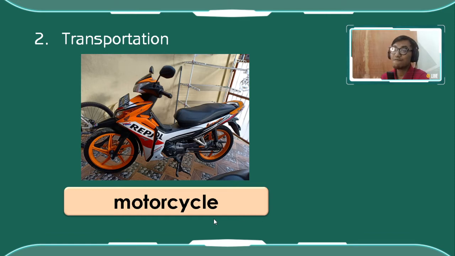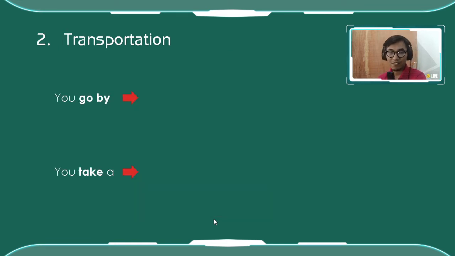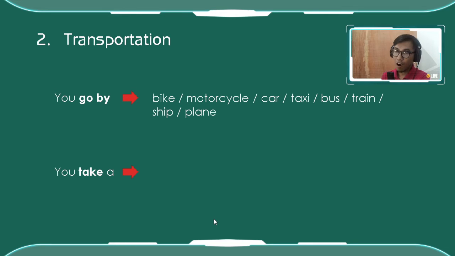Now we are going to talk about the verbs we can use when we use the transportation. Okay, the first one, this is actually from the previous lesson. You go by. You can use go by for all kinds of transportation: bike, motorcycle, car, taxi, bus, train, ship, plane. The example is, I go to school by motorcycle. You can replace the motorcycle with something else, like I go to school by car. I go to school by bike.